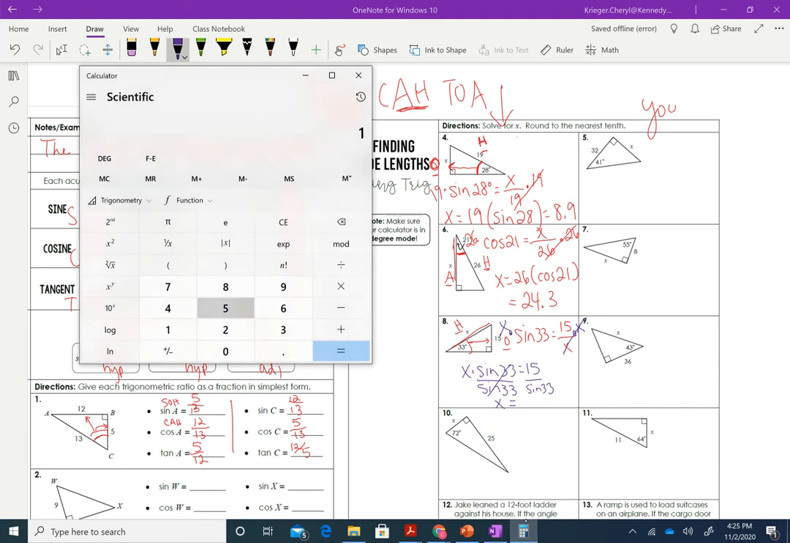So I'll do 15 divided by parentheses 33 sine equals 27.5.